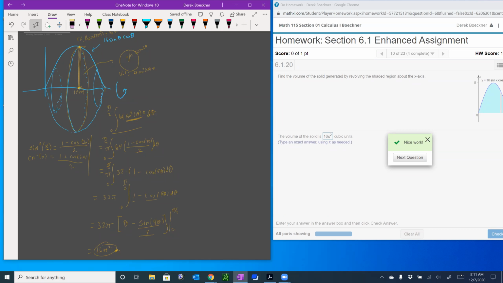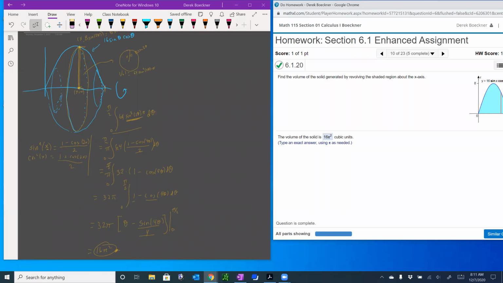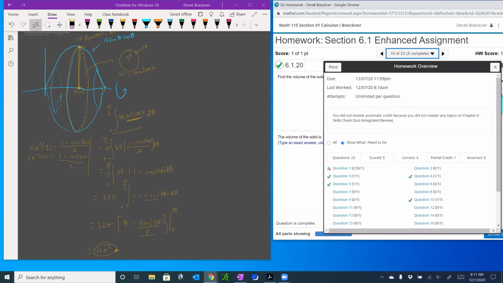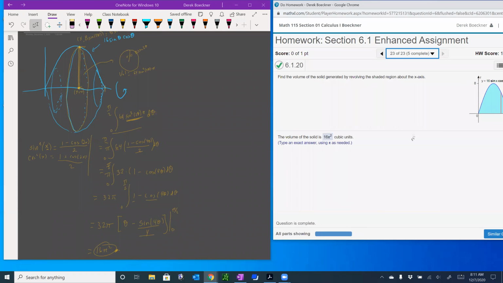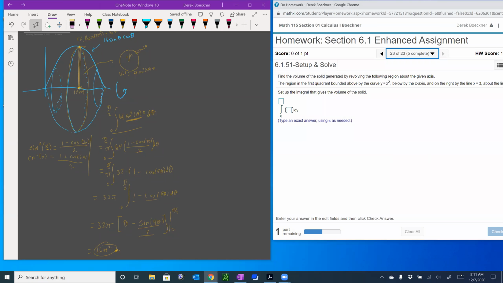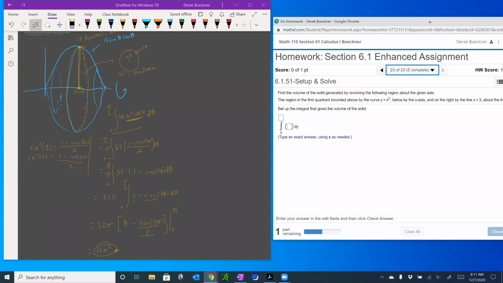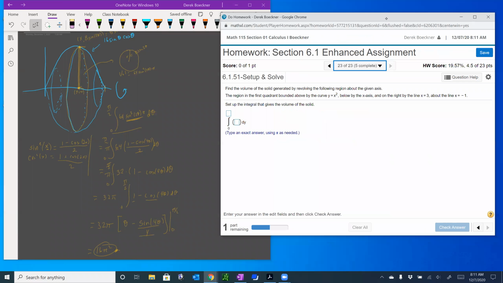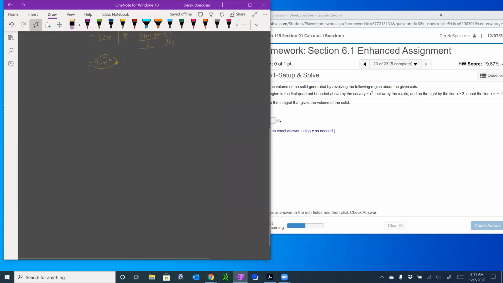Number 23, can we look at that one? Writing it like all in one integral is what I'm struggling with. Okay.